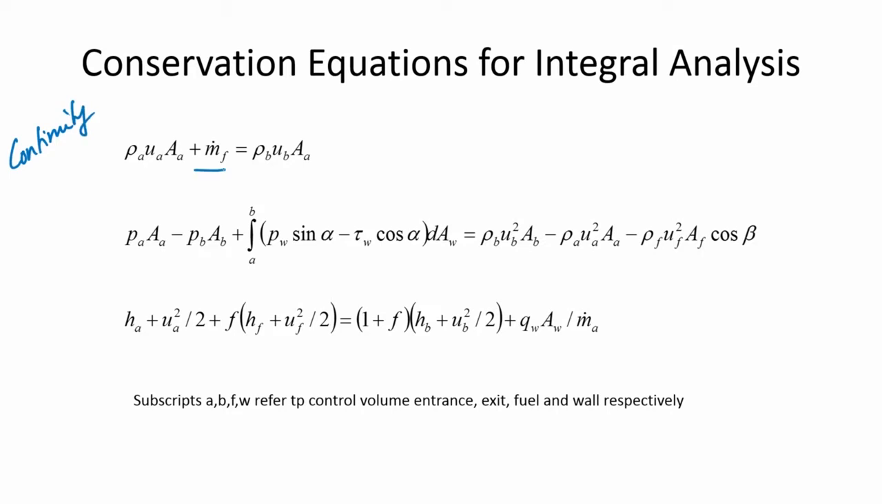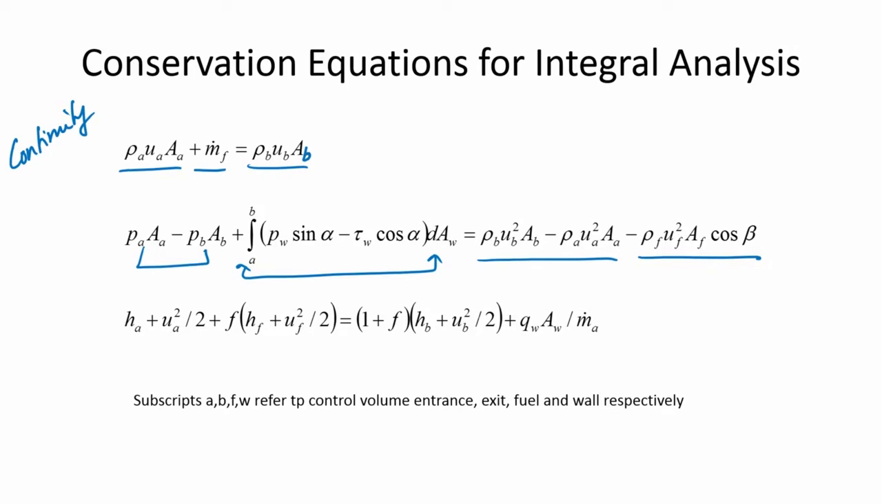So this is between two stations, A and B. Your total mass flow rate at station A plus the mass flow rate of fuel is equal to the mass flow rate at station B. The force arising due to the pressure differential must be balanced by the inertia forces and that due to the fuel. And also there have to be losses that can arise due to the friction as well as the fuel injection.